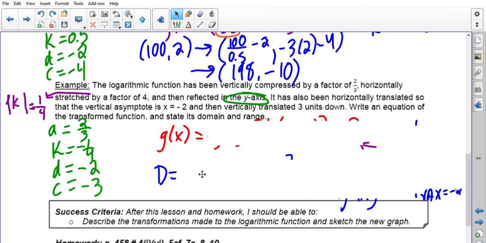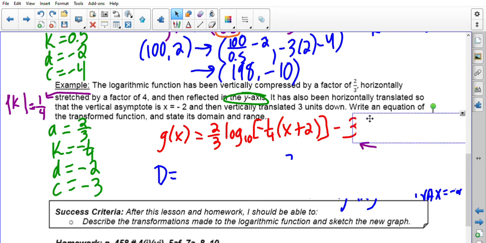So that means our transformed equation is g of x equals 2 over 3 log, you can put the base 10 if you'd like, square bracket, -1 over 4, bracket x plus 2, close both brackets, and then the minus 3. All right, so we have to consider the domain of this. So we already know that the vertical asymptote is at -2. We just need to figure out if it's on the left or the right side.